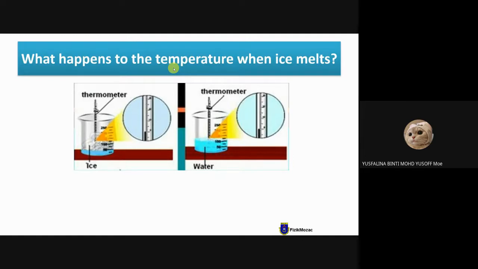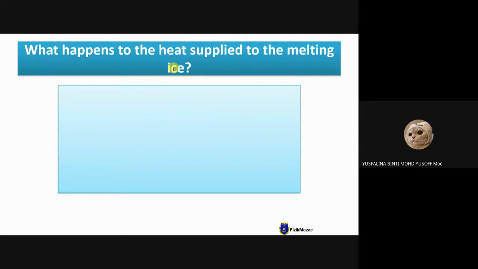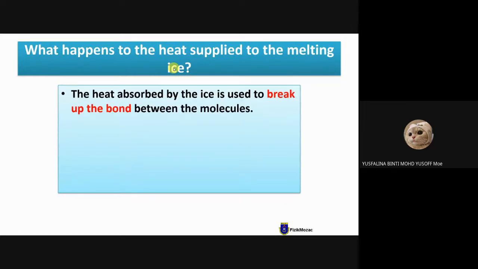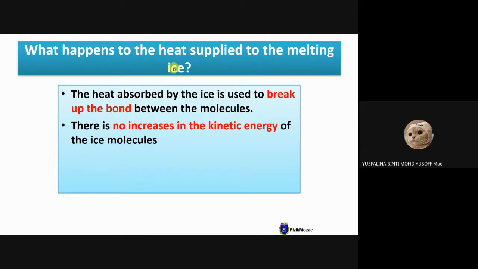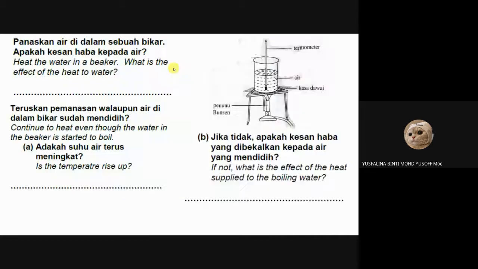What happened to the temperature when ice melts? The temperature will remain the same. As I told you, because all the heat energy is used to break up the bonds. And what happened to the heat supplied to the melting ice? This one was already discussed. The heat absorbed by the ice is used to break up the bond between the molecules, and there will be no increase in kinetic energy. So there will be no increase in speed for the ice molecules, because all the energy is used to break up the bond. So the temperature remains the same when the ice changes to water. This is the melting process.